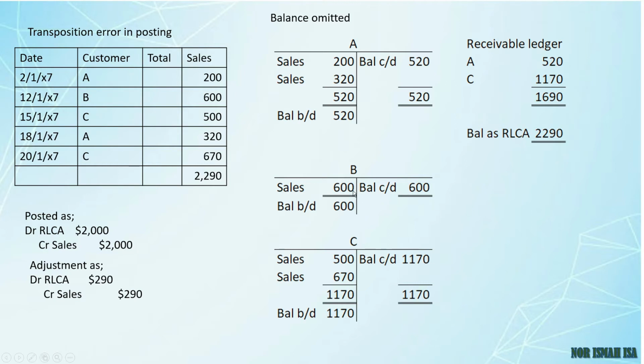So the error does not happen in the receivable ledger control account. So for the receivable ledger control account, you do not need to make an adjustment. You just record back the omitted account in the receivable ledger list, include A, B, and C back here, and then you will get the amount of 2290. Just include back the omitted account's balance.